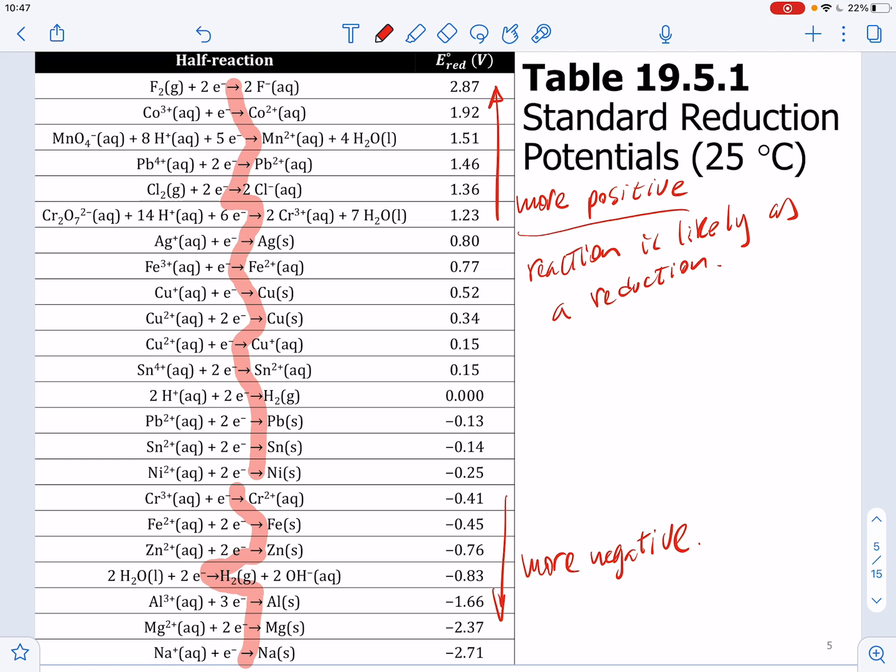On the other hand, the more negative potential means the reaction is likely to happen as an oxidation, which is the reverse, right? So if it's written as a reduction reaction and you have a potential that is more negative, then that reaction is actually more likely to happen in the reverse direction. Okay, so that is the meaning you have to see in those potentials, from that point of view.